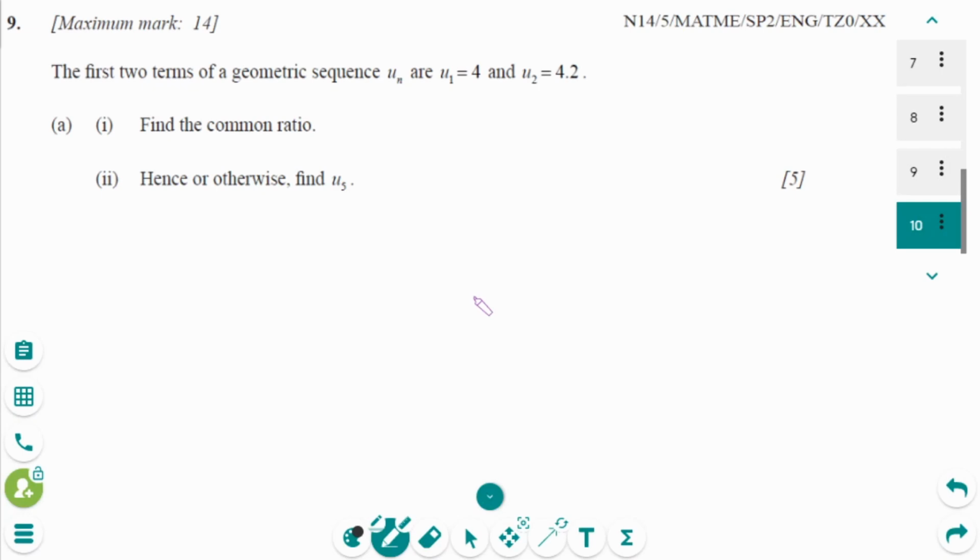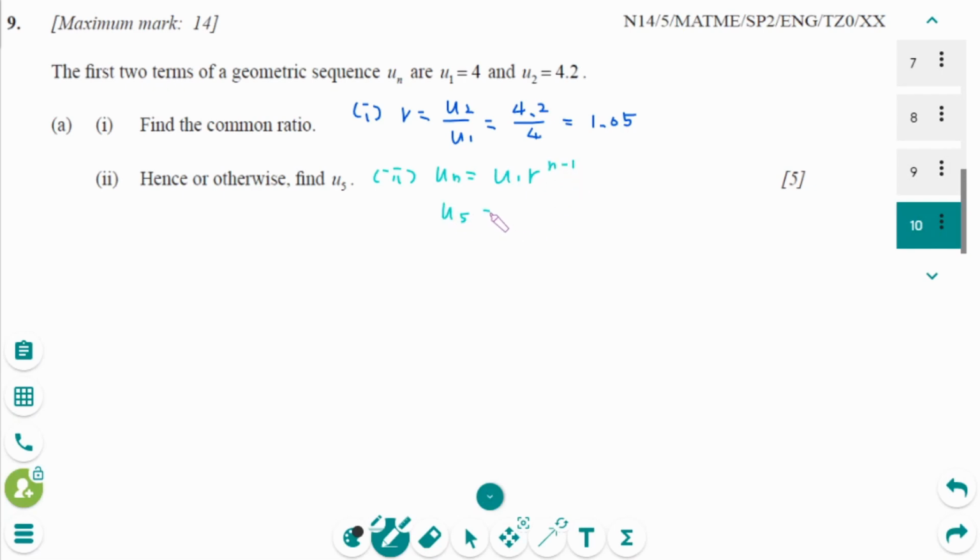This is the last one. It is the November 2014 SL Paper 2 question. Number A1. r equals u2 over u1 equals 4.2 over 4, which is 1.05. Number 2. un equals u1 times r to the power of n minus 1.